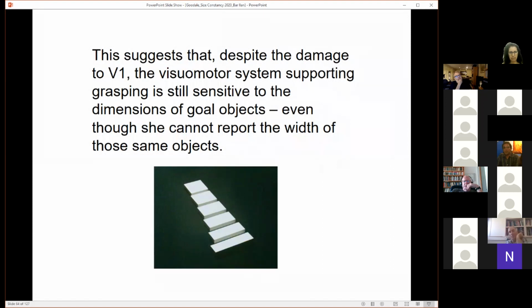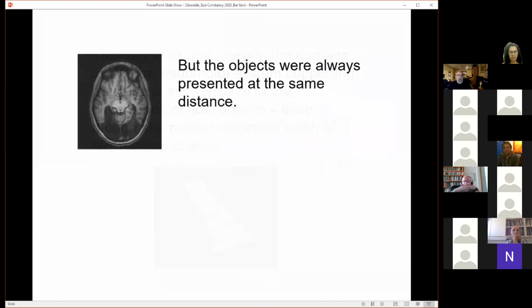So what's going on here? One way to find out whether she has any kind of normal size constancy, grip constancy, is to vary the distance. And in those studies I've just shown you, we didn't do that. They were always presented at the same distance. So there's just a possibility that she was using some cue from the size of the retinal image, and she could remember where the distance was, and somehow that's how she could scale her hand to the object.